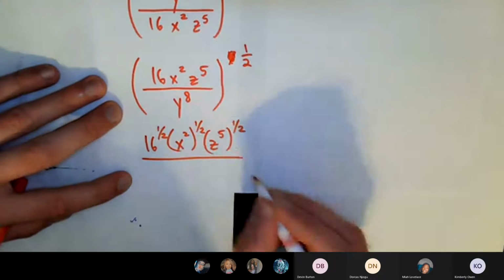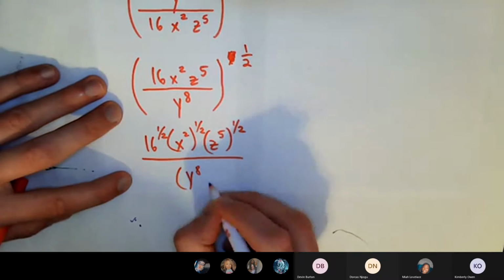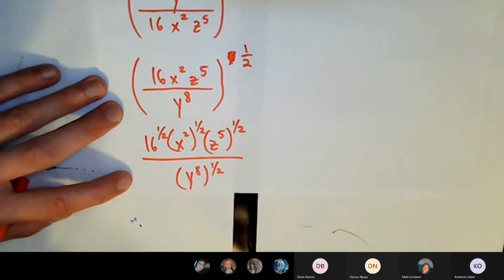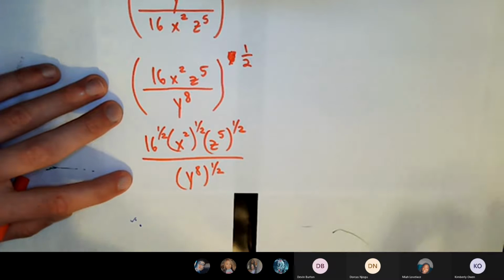So I'm just sending this 1/2 to every single one of these, all 4 of these numbers inside, the 16, the x squared, the z to the 5th, and the y to the 8th. All right.